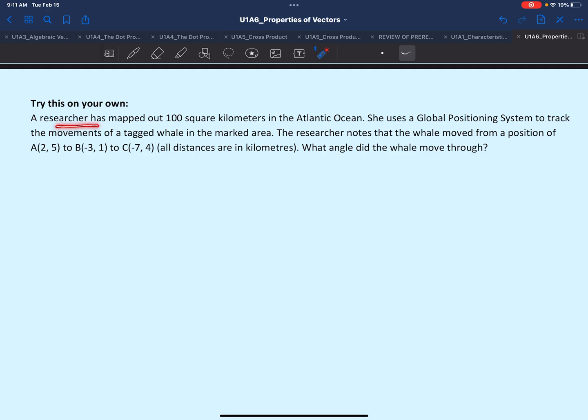A researcher has mapped out 100 square kilometers in the Atlantic Ocean. She uses a global positioning system to track the movements of a tagged whale in the marked area. The researcher notes that the whale moved from a position point A at (2, 5) to (-3, 1) and then to (-7, 4), so 3 different points. All distances are in kilometers, which means these coordinates are in kilometers. So we have to find out at what angle the whale moved through.